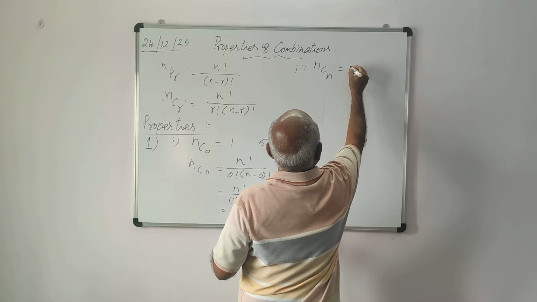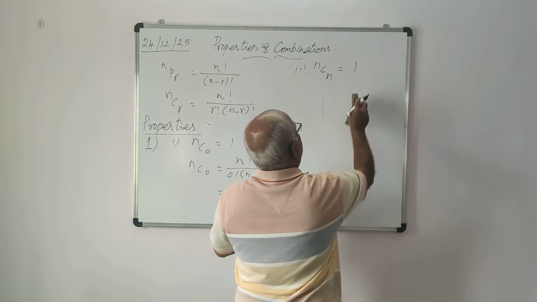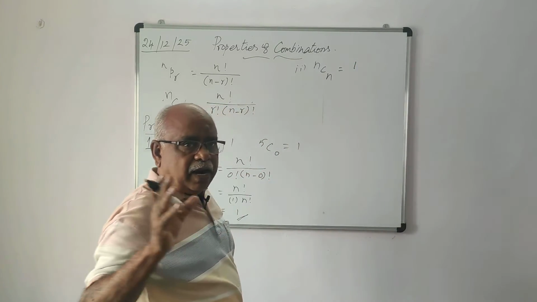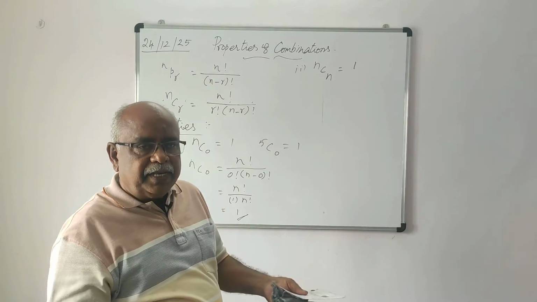Similarly, the next one: nCn is 1. There are n things, considering n things taken n at a time.